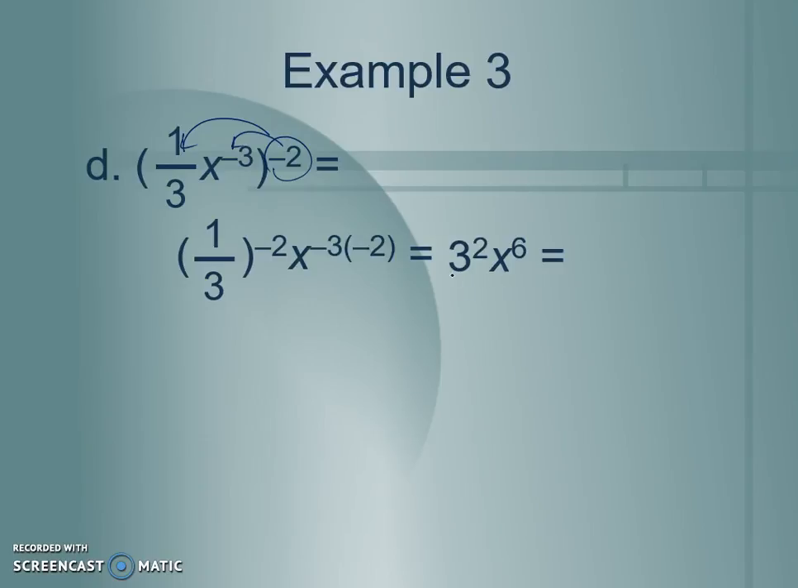We should never leave the coefficient to a power. We should go ahead and just work that out, do the math. So 3 times 3 is 9. We have 9 times x to the 6th power.